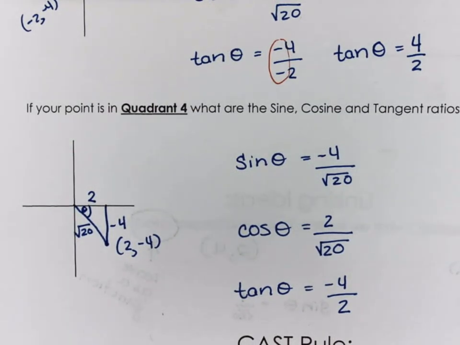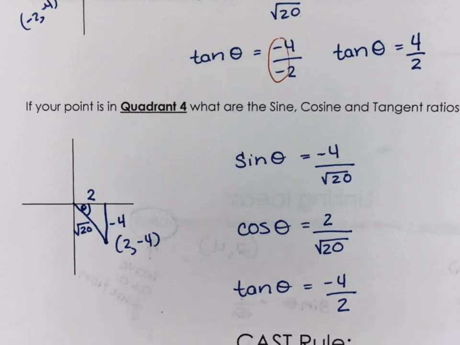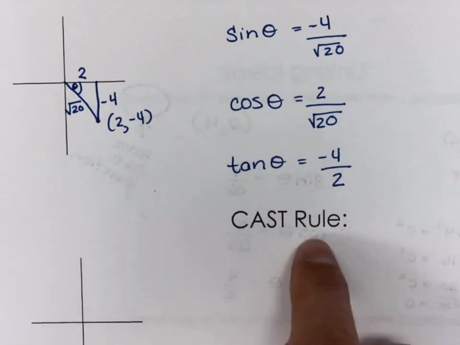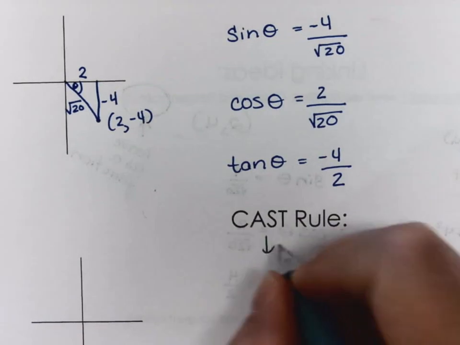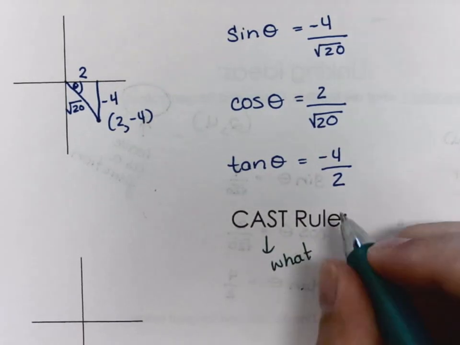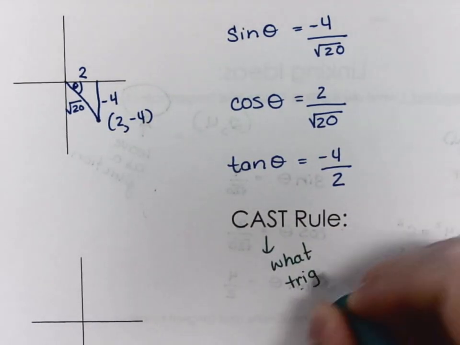And you're like, okay, great, thanks. You took us down all 4 quadrants and I don't really understand what this means. Okay, so in the unit circle, in trig, in different quadrants, it's really important to know where the trig ratios are positive and negative. And so we have something called the cast rule. And the cast rule tells us what trig ratio is positive.